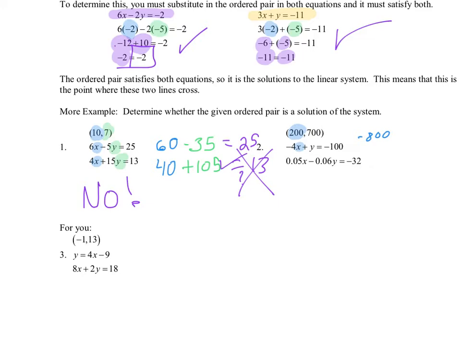And now we plug in 700 for y. Well, that one's easy. That's just plus 700. Well, a negative 800 plus 700 is indeed a negative 100. So this one is a check.